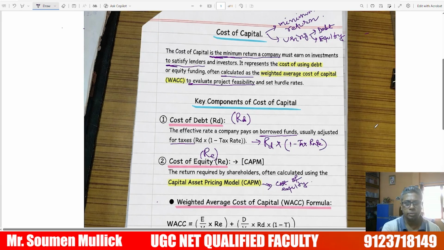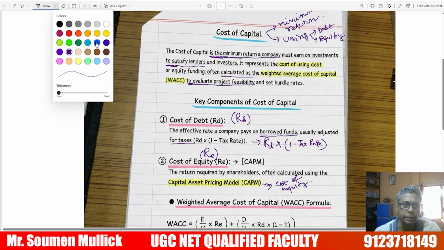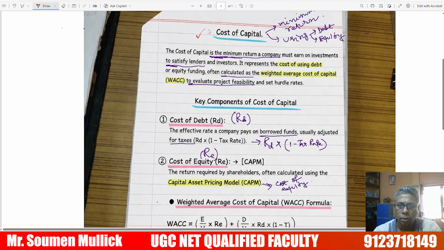Now, we are going to understand the cost of capital. What is the cost of capital? The cost of capital is the minimum return a company must earn on investment to satisfy lenders or investors. The minimum return is a very important aspect. Next important thing, it represents the cost of using debt and equity fund under the section of the capital structure.